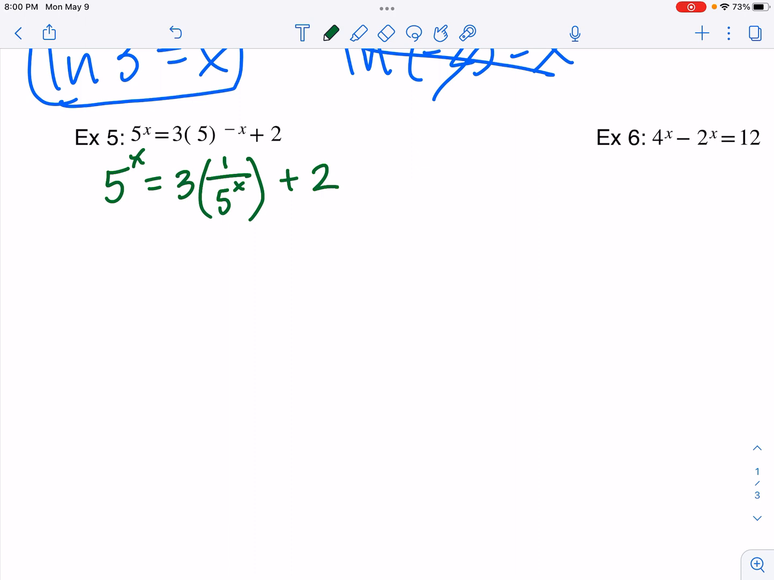Okay, so we're here now. Another way to write this, if you want, would be 3 divided by 5 to the x. And that might actually help our next step. We don't want to work with a fraction. So how do we get rid of it?